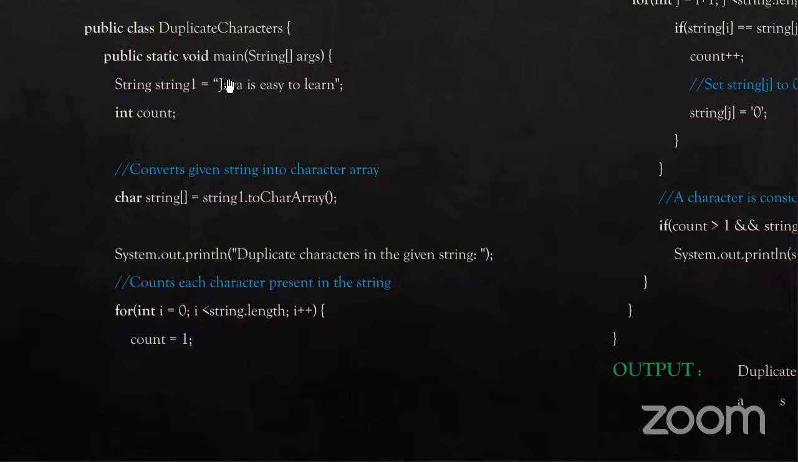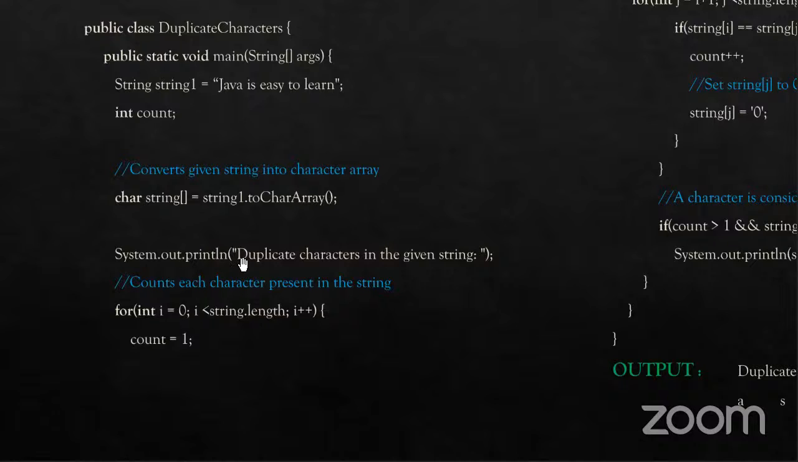Class DuplicateCharacters, void main, inside the main method. We are defining a string, "Java is easy to learn", and initializing a count variable, a local variable for this main method. Then I convert this string1, the string we defined, to a character array. To convert a string to a character array we have the toCharArray method. Using this method, we can convert a given string to a character array. I think you got the point.